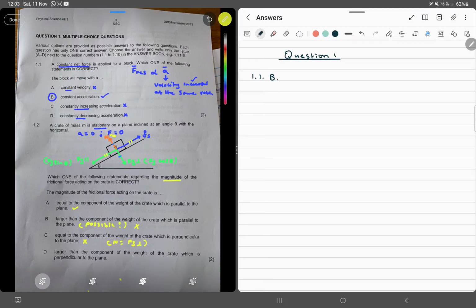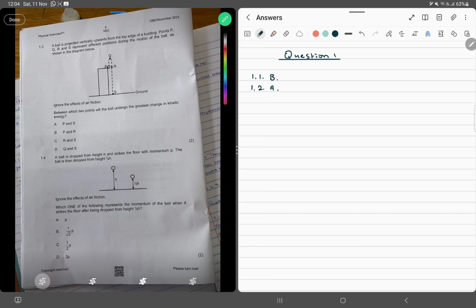Okay, larger than the component of weight of the crate, which is perpendicular to the plane. Essentially, we know that it's going to be Fg parallel that is greater than Fg perpendicular in this case. Okay, so essentially that is not true. So our best answer here is option A. So we know that for 1.2 we've got A.